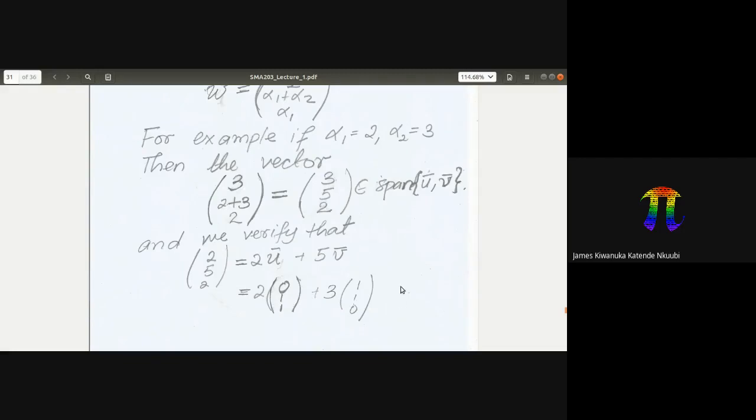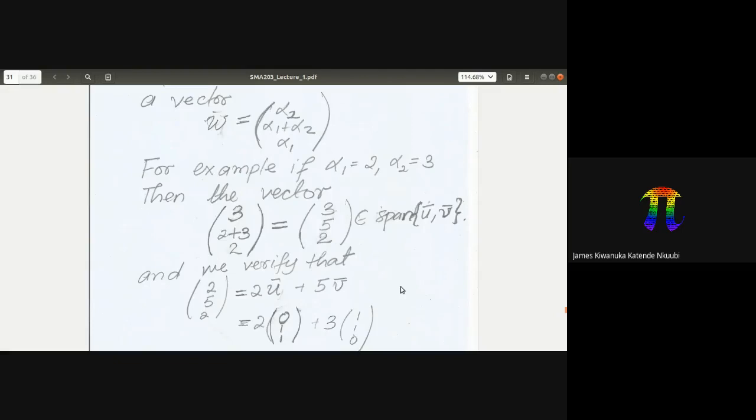And anytime you want to produce another vector in the span of the two vectors, simply pick two numbers and construct a vector using this setup here. You will end up with a vector in the span.